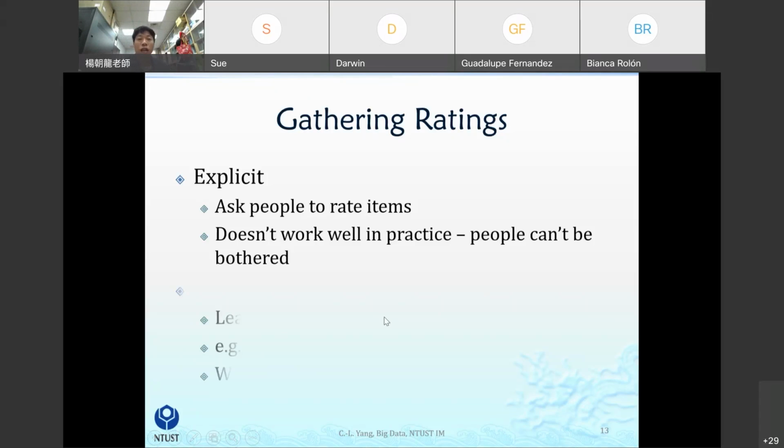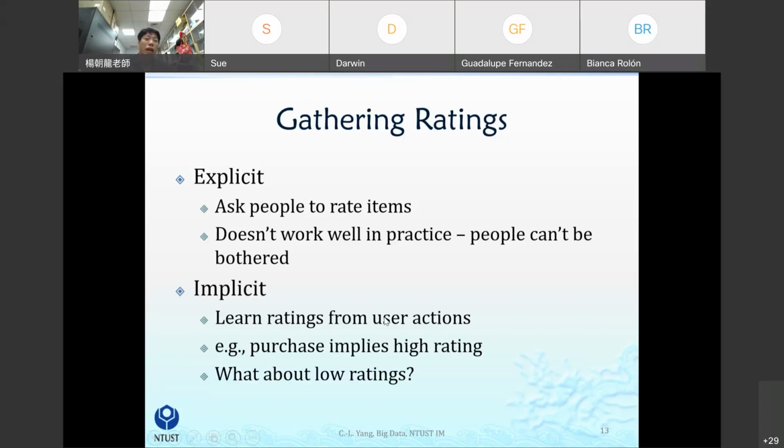All right. So that's the other way, the so-called implicit way. We're trying to learn ratings from the user's actions. Although I didn't really write anything, the system actually still knows something about me. For example, if I purchase something, then probably that simply means a high rating. But what about a low rating? It's tricky. I want to give you ideas to think about.